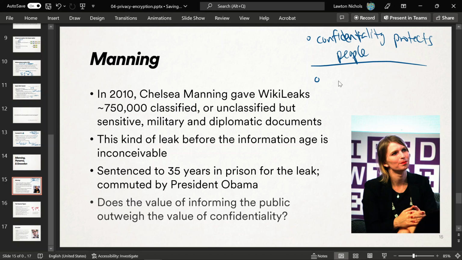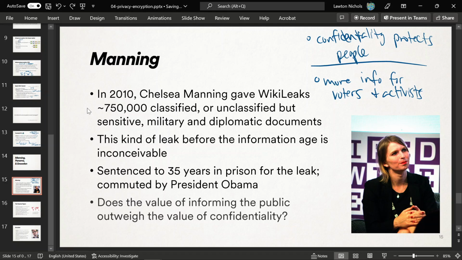So that's one side. And then also, maybe it's a good thing to have this kind of leak because that gives more information. More info for voters and activists. Maybe you can vote out the people who allowed this kind of thing to happen. That kind of idea. Okay?